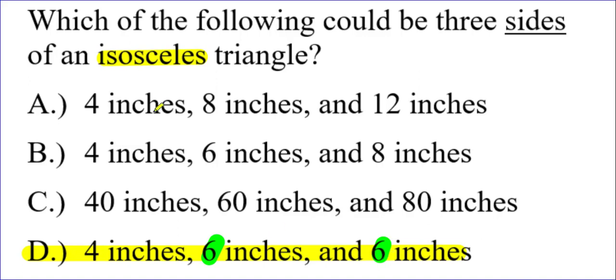In fact, I got news for you. Choice A can't even be a triangle. 4 plus 8. Remember the triangle inequality theorem? Two sides added together have to be greater than the third side. 4 plus 8 is not greater than 12. It's equal to 12. So choice A can't even be a triangle. Now, choice B and C can, but they do not have two congruent sides.